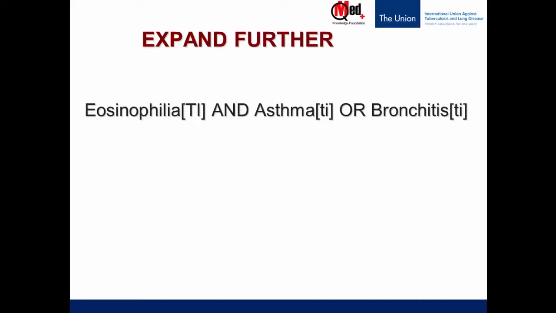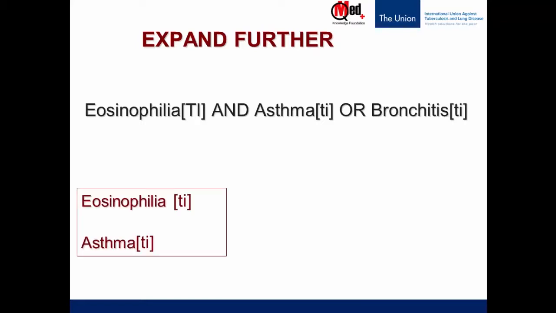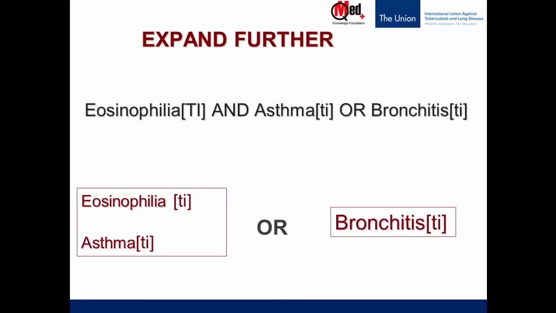How does it interpret this search? It first makes a set of all items where eosinophilia and asthma come together in the title. Then, when it sees or bronchitis, it makes a separate set of all items with bronchitis in the title, whether they have eosinophilia or asthma or not, and then just combines the two sets and gives it to us as a single set. So we'd get a whole lot of articles where bronchitis is in the title but has nothing to do with either eosinophilia or asthma.